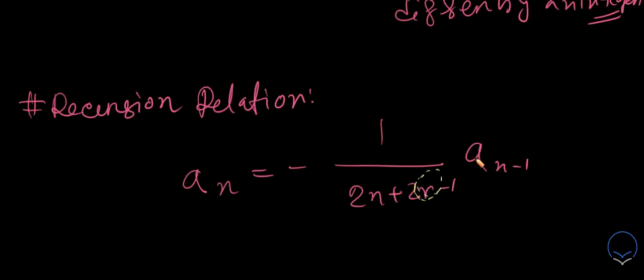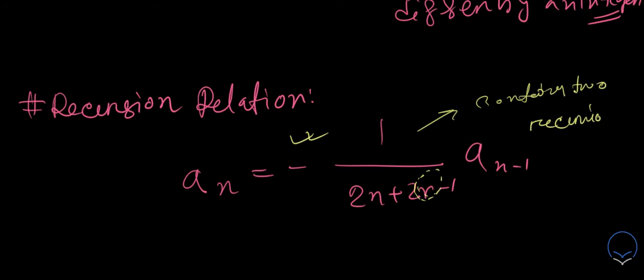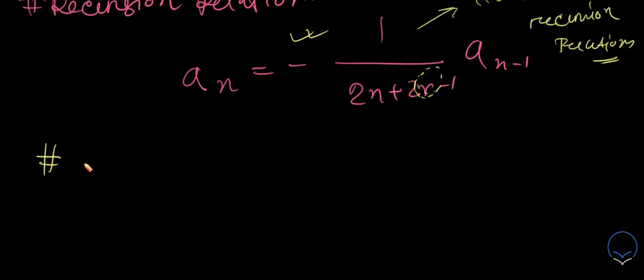So in reality this is not a single recursion relation. It in fact contains 2 recursion relations. One of them is for r1, one of them is for r2. So let's work with r1. Let's take r1 first.